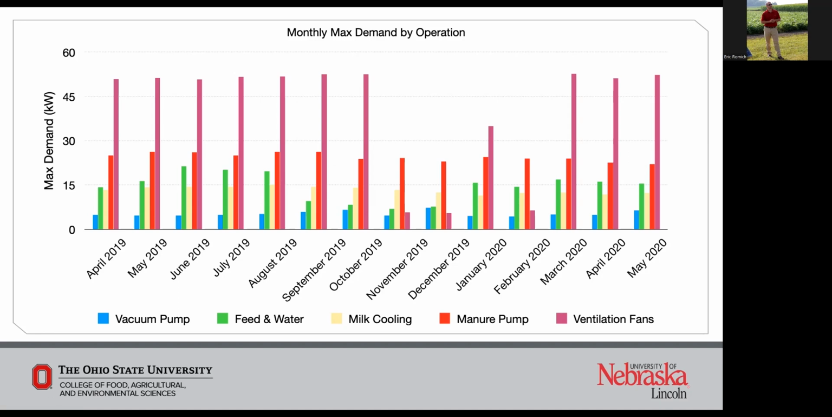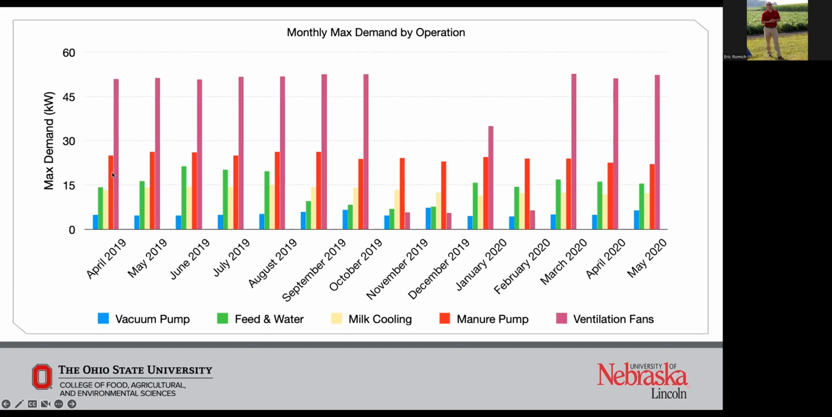Just for a little bit of perspective, I should have provided this at the beginning. This dairy farm that we're collecting the data on is a 300 head dairy. So, pretty good size, average size for a dairy farm in Ohio. Obviously, they continue to get larger and larger, and we do have a couple of those larger farms that we're collecting data on as well. But this is a 300 head operation, and we would expect that ventilation load to lead the way.